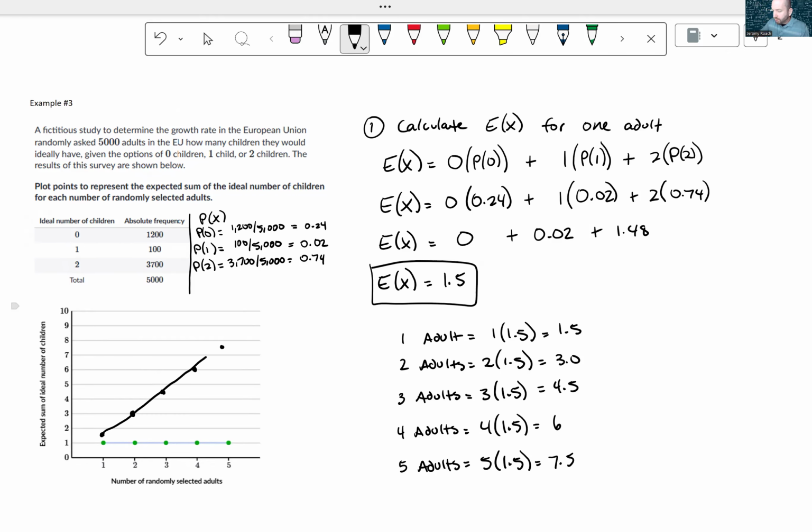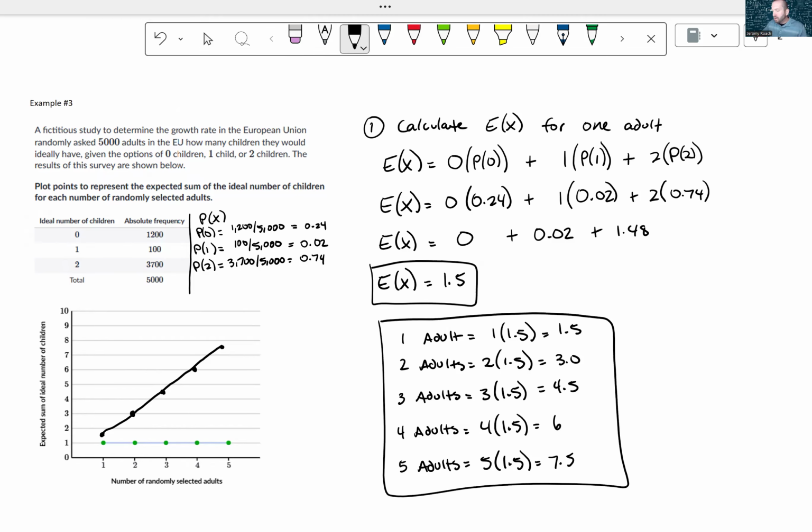Okay, so that would be our graph of the expected value of how many total kids these adults would have. So the expected value of any 1 adult that we select is that on average they would have 1.5 children. If we select 2 adults, then the sum of that would be 3 kids. If we select 4 adults, the sum of that would be 6 kids, and so on. The pattern continues in the table that we made here, and it's just asking us to graph it.